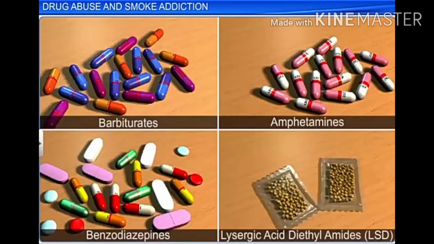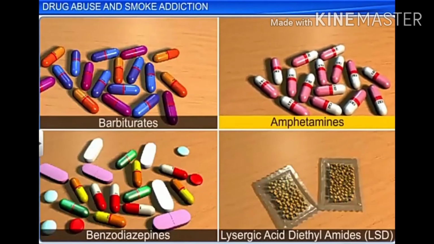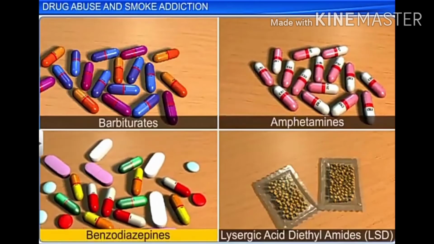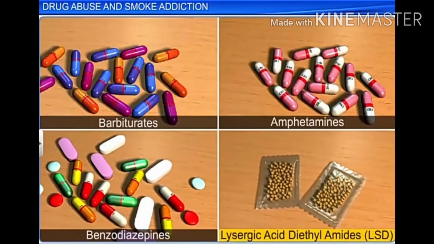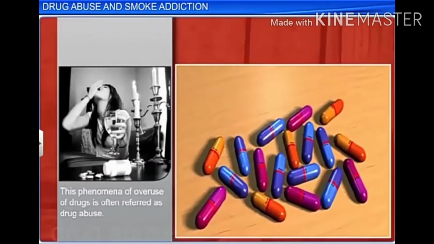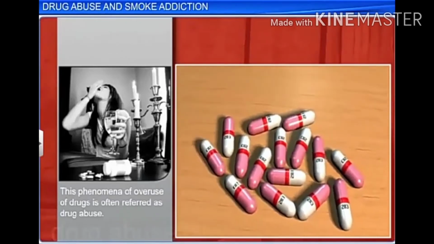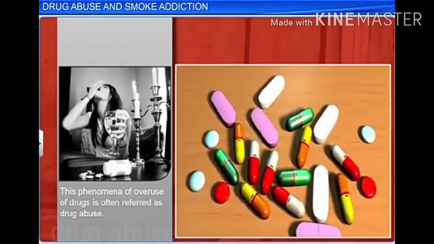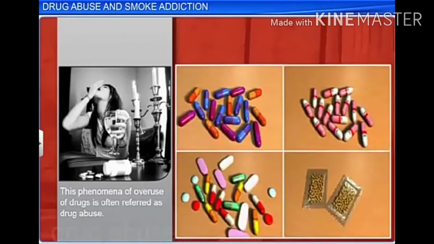Some examples are barbiturates, amphetamines, benzodiazepines, and lysergic acid diethylamines or LSD that help patients cope with mental illnesses such as insomnia and depression. However, when these same medicines are taken without prescription and in inordinate amounts, they cause physical, physiological, and psychological damage. This phenomenon of overuse of drugs is often referred to as drug abuse.